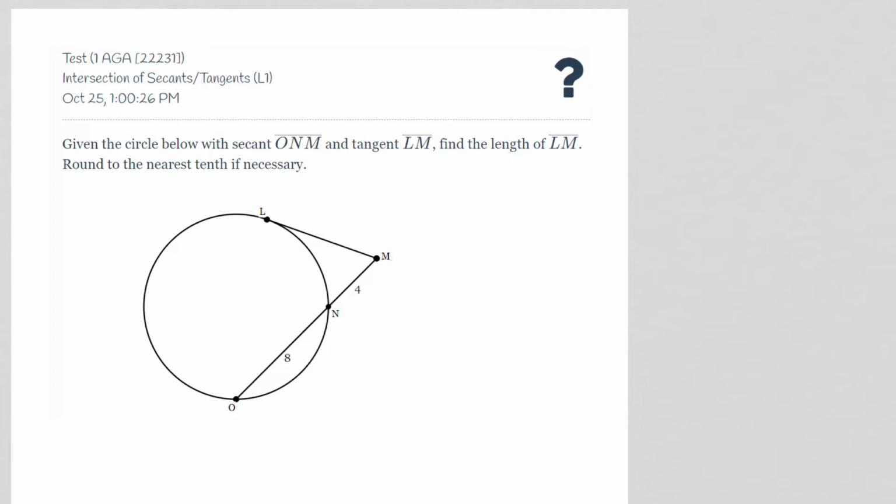Intersection of secant and tangent, level 1. In this problem, we're trying to find the length of LM. I will use the variable x to determine the value of LM. So the outside squared is equal to 4 times the whole length, which is 12. 4 times 12 is 48.